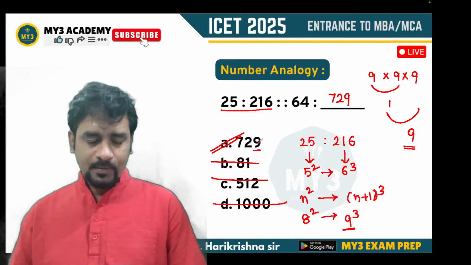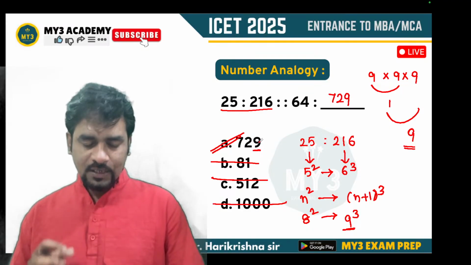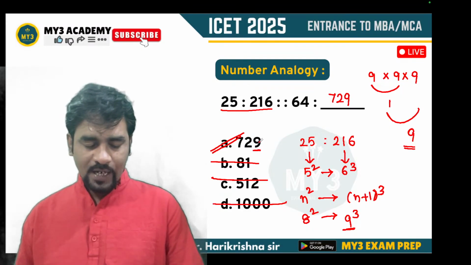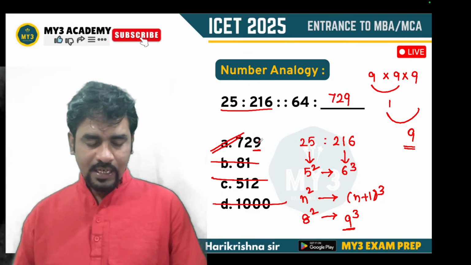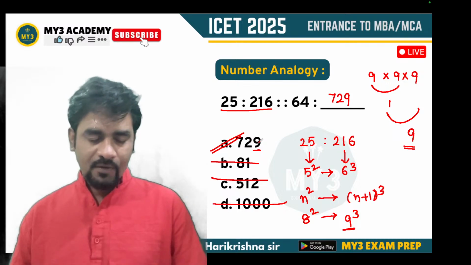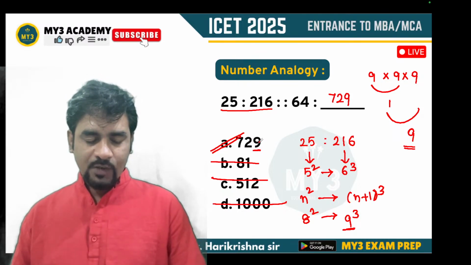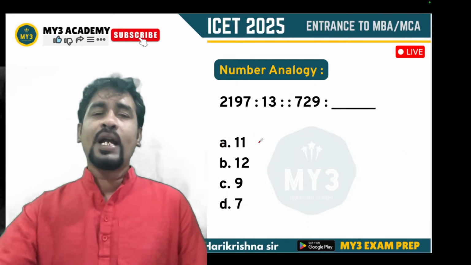Are you clear, guys? Yes, 5 square, 6 cube, 8 square, 9 cube. Very good, Jeshma. Chandini, very good response. Lavanya, answer A, very good. Deepika is saying 729, very good, good response. Look at the next question.